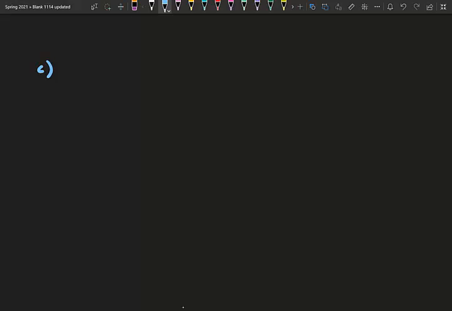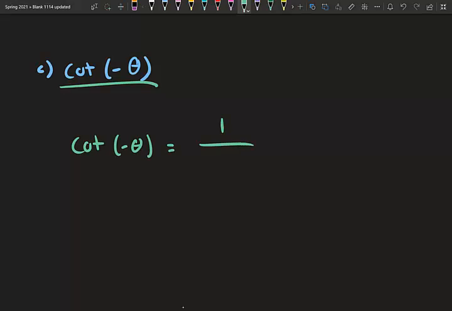So part C is wanting cotangent negative theta. Alright, we know something about cotangent. We know cotangent negative theta would be the same thing as 1 over tangent negative theta. Since it's negative theta, we keep it consistent with negative theta. So all this means is 1 over negative tangent theta. Okay, let's plug it in.